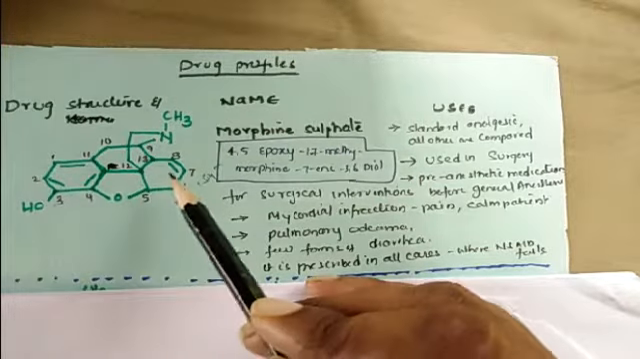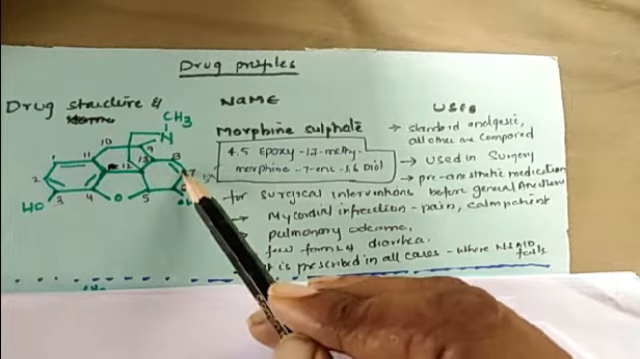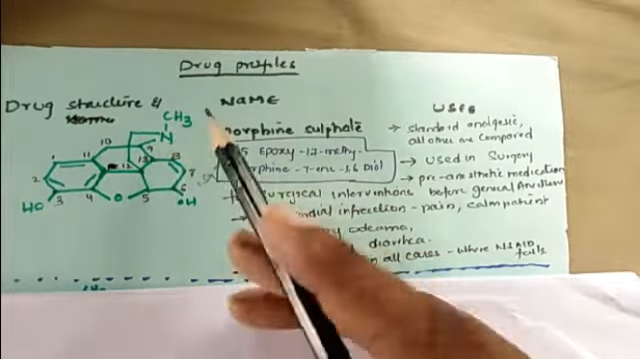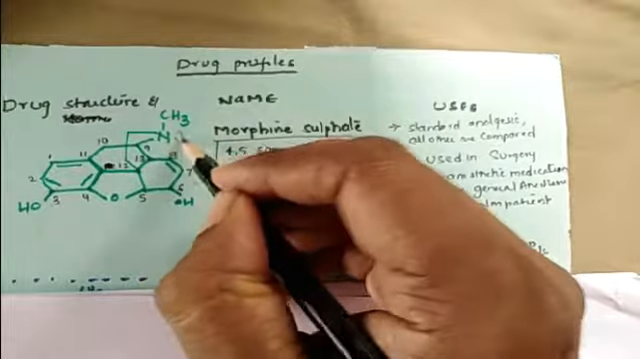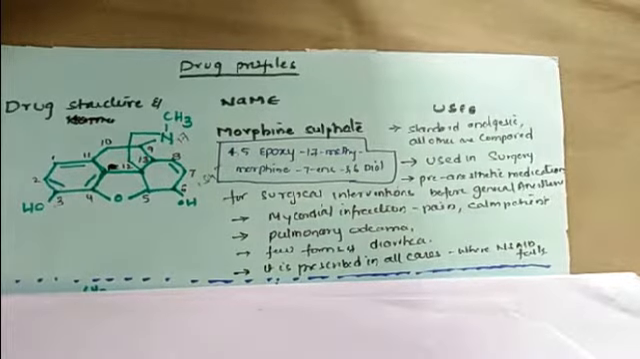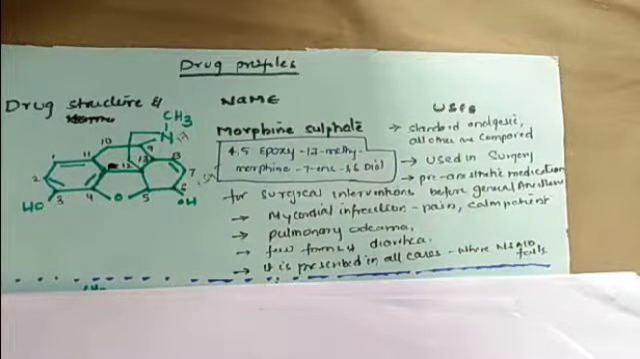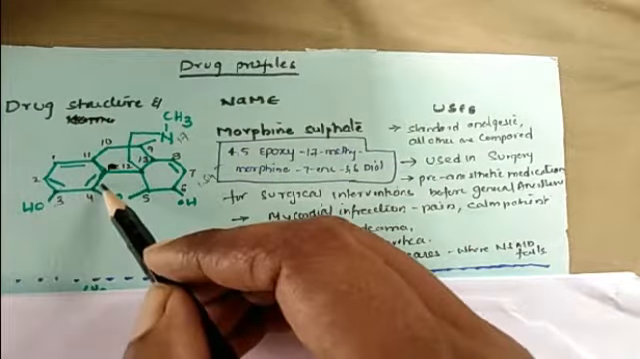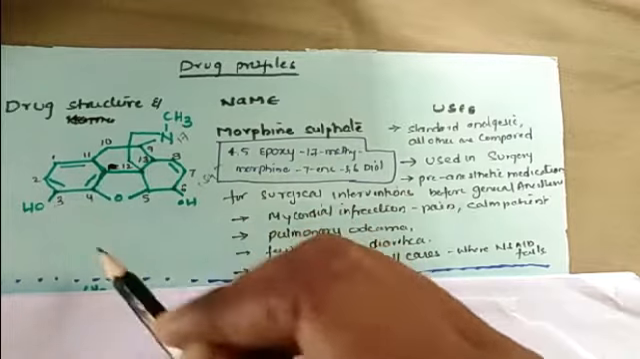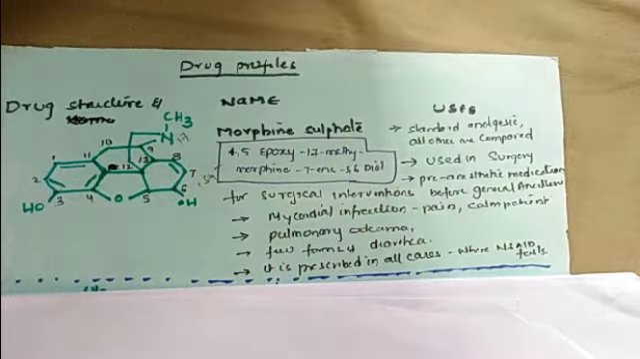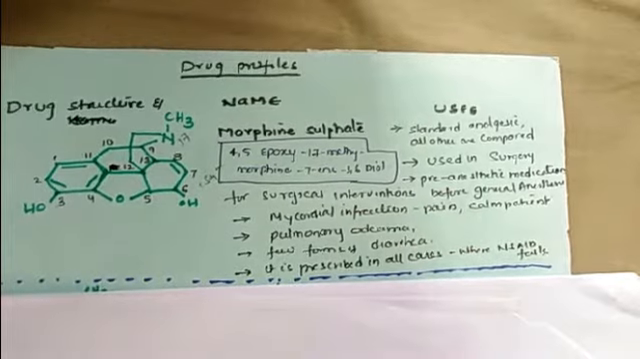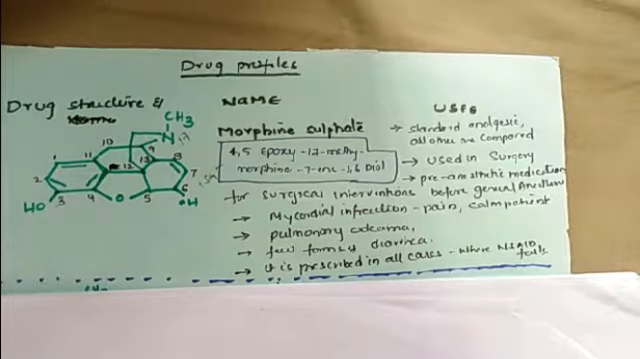And at the 7 and 8 positions there is a double bond. The nitrogen at the 17th position is substituted with a methyl group. The 4,5-epoxy is the ether linkage or epoxy linkage. So this is the structure of morphine. We already discussed this structure of morphine in the previous sections.